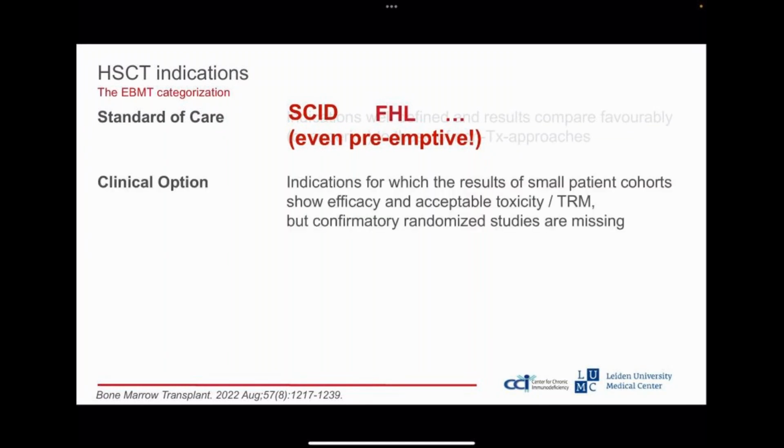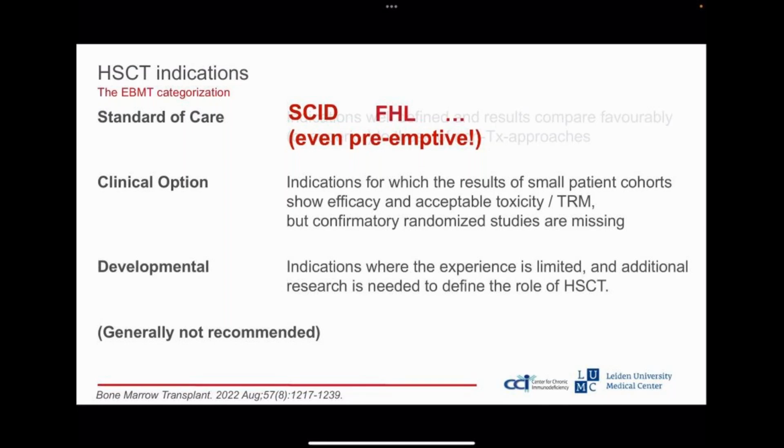In our daily routine, however, we are more often confronted with situations where HSCT can be rather considered to be a clinical option. That means it's an indication for which the results of small patient cohorts show efficacy and acceptable toxicity and TRM, but confirmatory randomized studies are often missing.